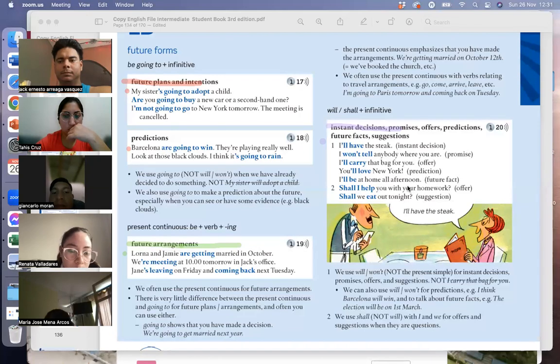I'll help you with your homework. Shall we eat out tonight? Shall we eat out tonight? Okay. Continue with the rules, or actually, Maria Jose, can you read rules 1 and 2 here, just under the picture?